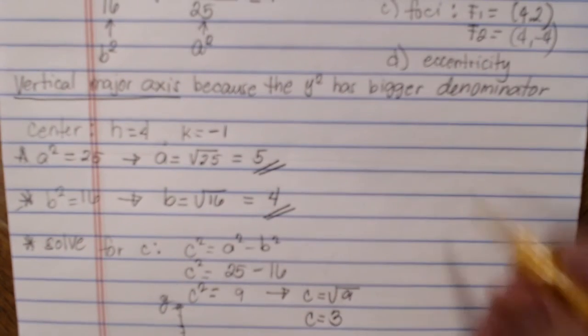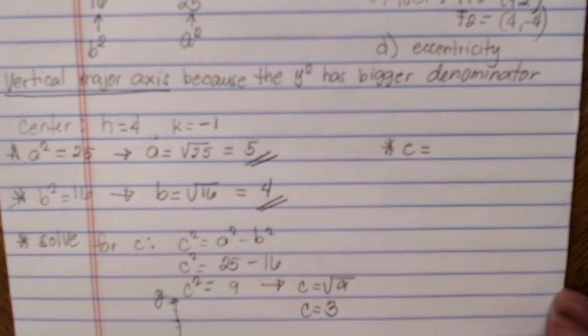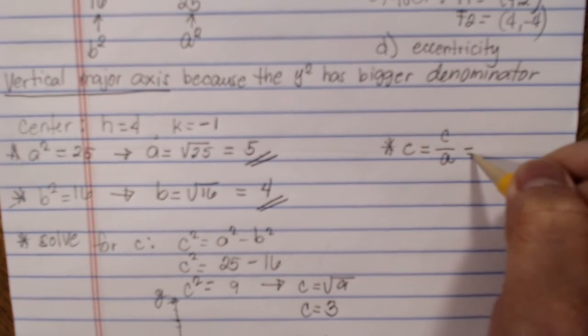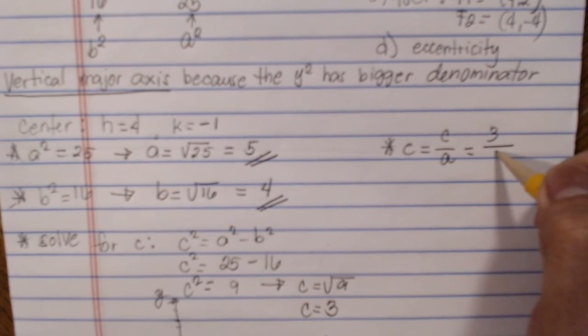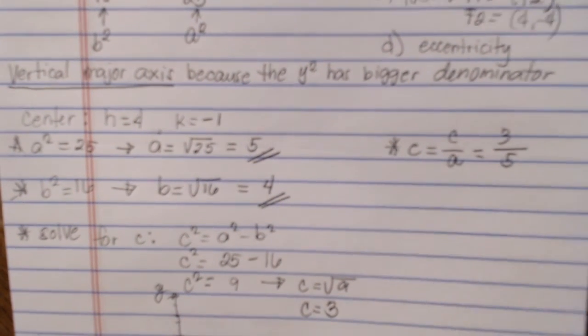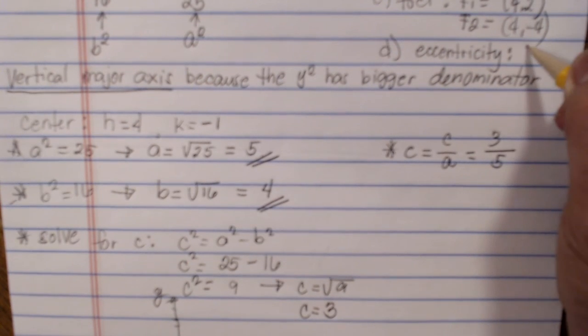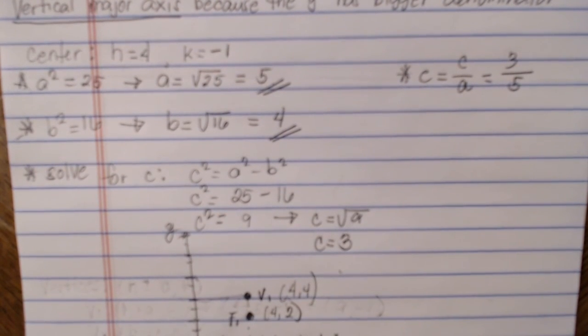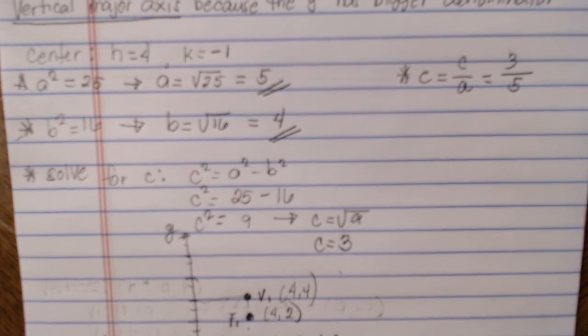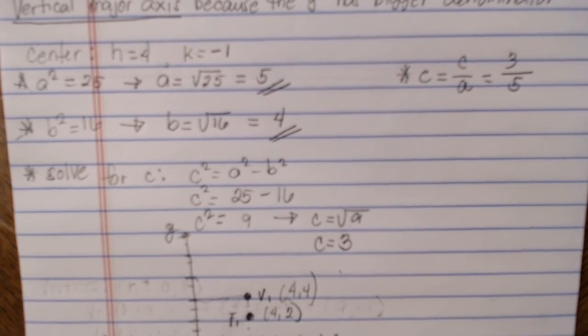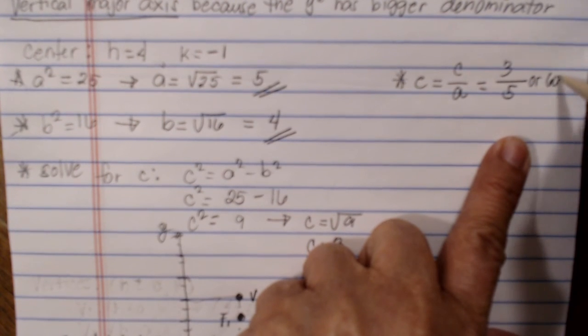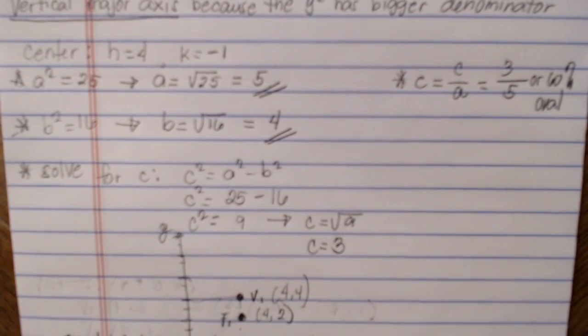So for the eccentricity, so E equals C over A. Well, my C is, what is C? It's 3 over A, which is 5. So 3 over 5 is your eccentricity. So this is 3 over 5. So meaning it's like 3 over 5, 80%, 60%. Okay, what is 3 over 5? Isn't that 60? Right? 3 over 5 is actually 60% oval. So not 100% oval.